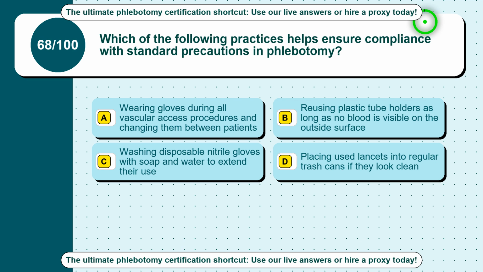Question 68. Which of the following practices helps ensure compliance with standard precautions in phlebotomy? Option A. Wearing gloves during all vascular access procedures and changing them between patients. Option B. Reusing plastic tube holders as long as no blood is visible on the outside surface. Option C. Washing disposable nitrile gloves with soap and water to extend their use. Option D. Placing used lancets into regular trash cans if they look clean.